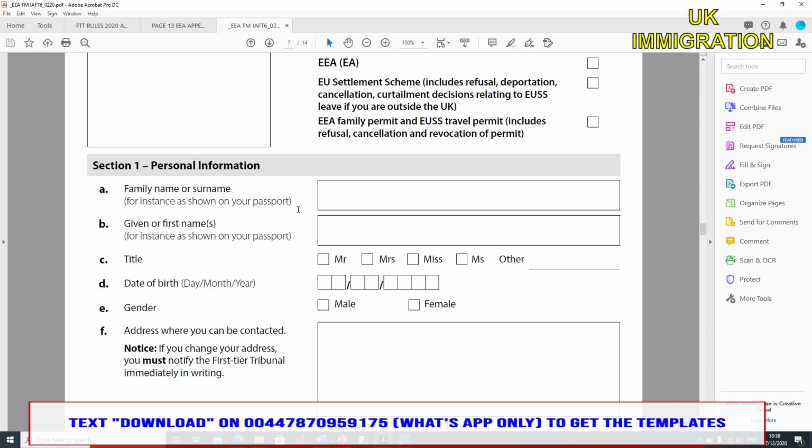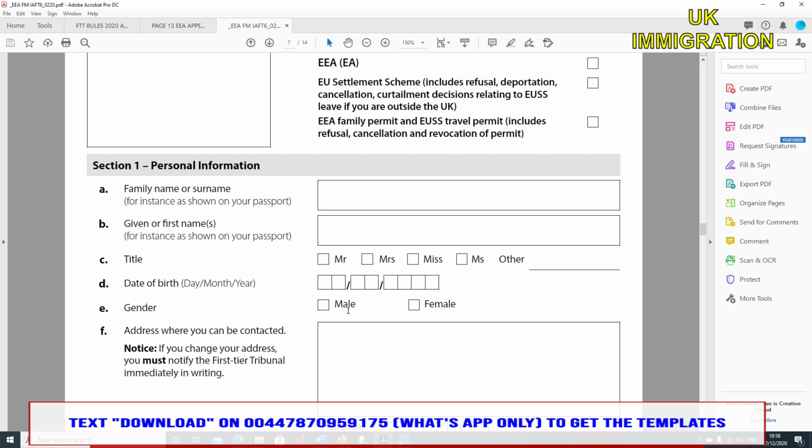In the first section you will find personal information. Write down your surname first, and in the second box write your first name, and then title, either Mr. or Mrs., your date of birth, and your gender, whether you are male or female. This appeal form is going to be for the applicant. This is not for the EEA national sponsor. All the details you are giving are for the applicant.